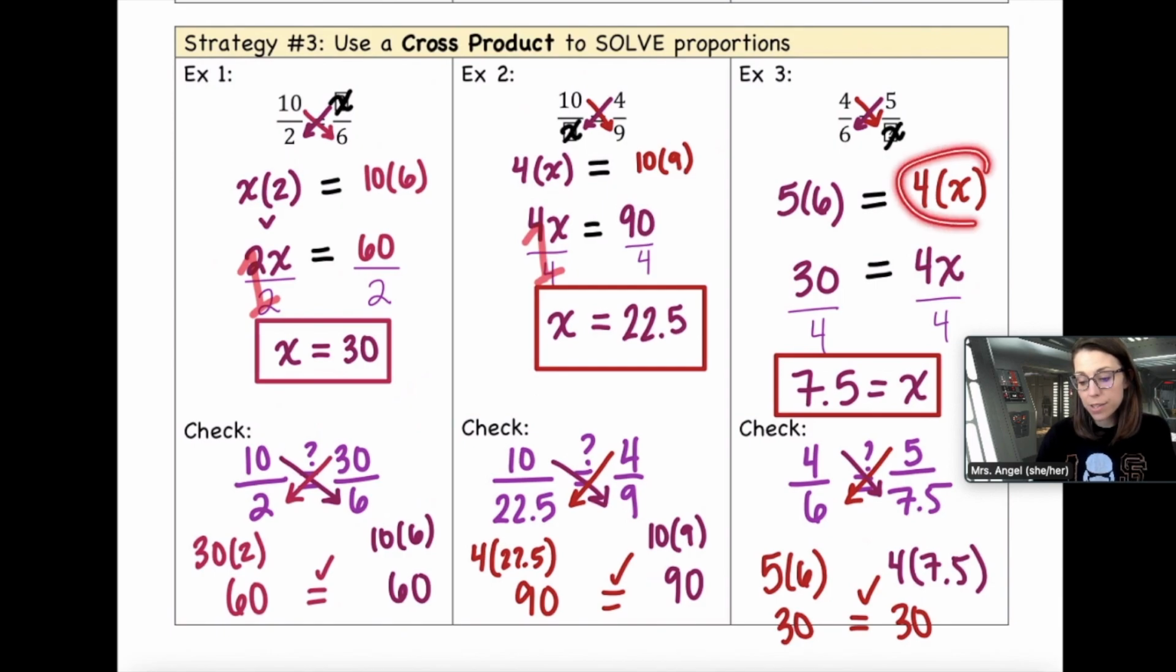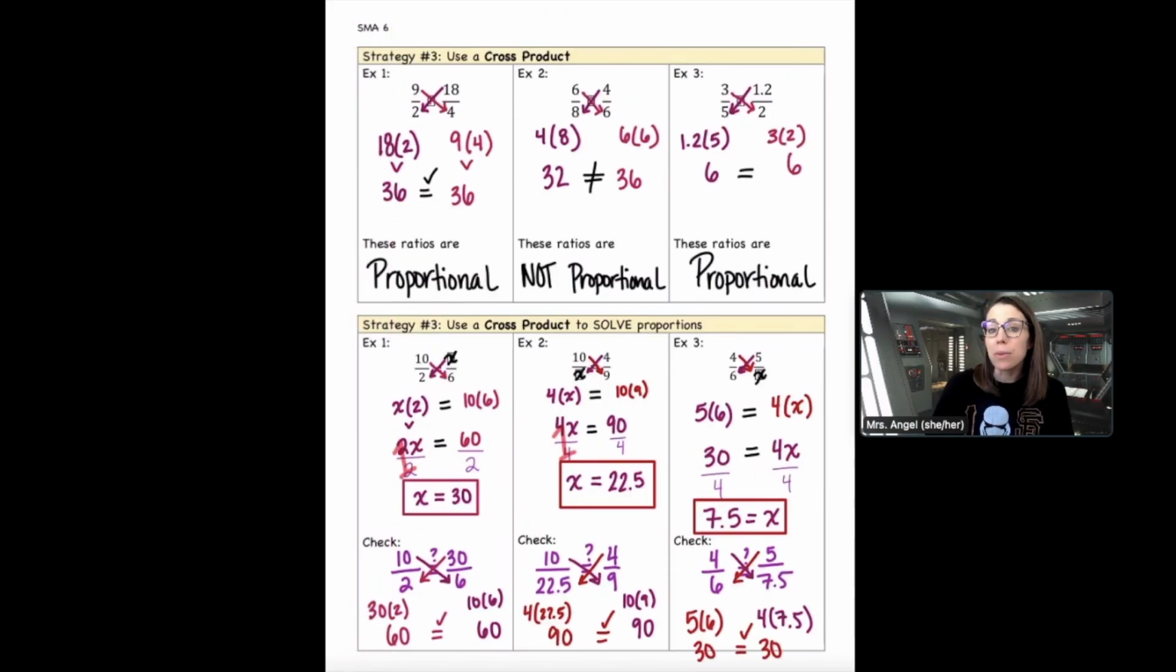4 times x is just 4x. And 5 times 6 is 30. Divide both sides by 4, and I got 7.5. I did do a cross product, and they are equal, so my missing value in my ratio was 7.5. So to quickly summarize, two ratios are proportional if they are equivalent.